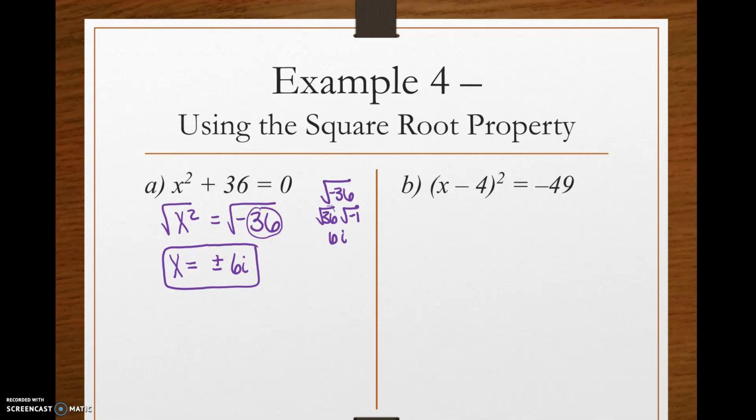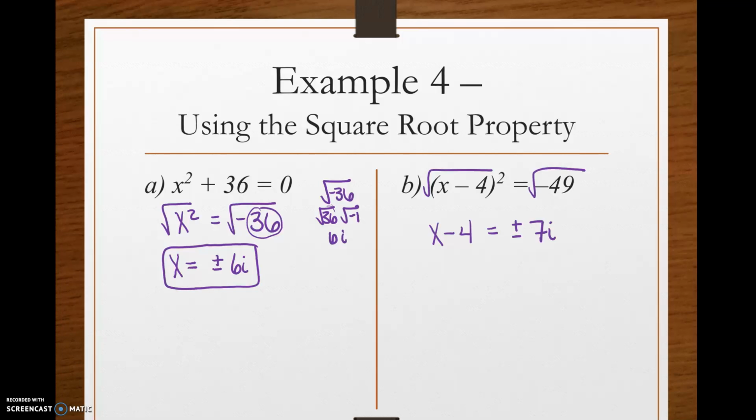B is a little bit different. If there was a number added or subtracted after the parentheses, you'd have to add or subtract to get rid of it. If there was a number in front, you would need to divide it to get rid of it. Once the parentheses are by themselves, we are going to square root it. So x minus 4 equals plus or minus the square root of positive 49 is 7, and because there's a negative, that means there's an i.